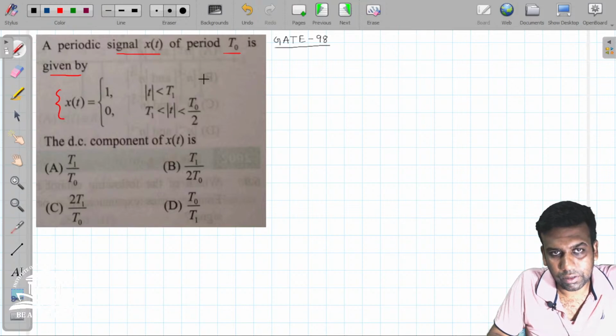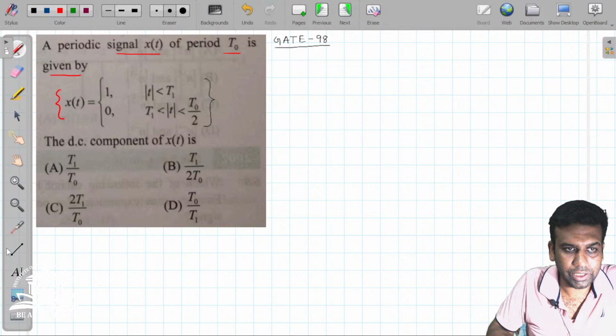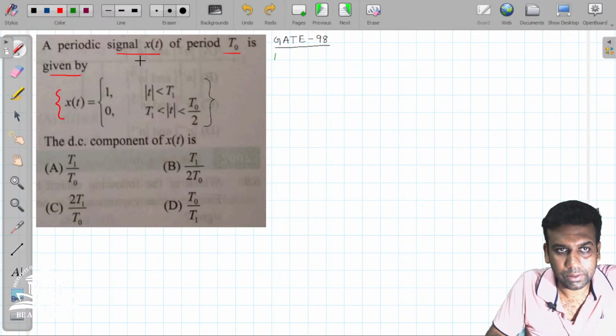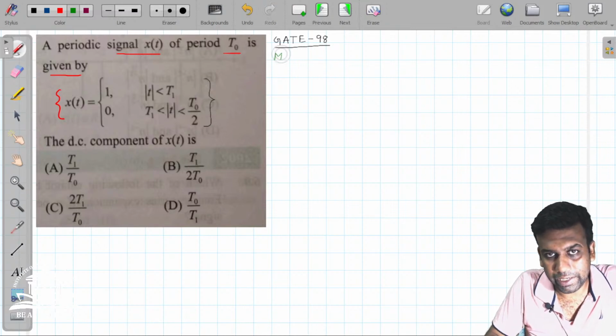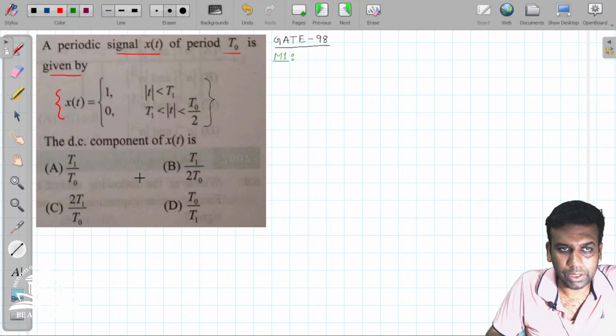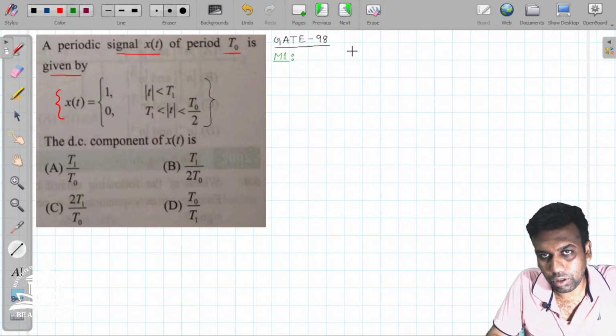So let us first draw the x(t). We are going for method 1, so we can find the DC value using two methods. In method 1, we can first draw the x(t) signal. So this is the graph of x(t).